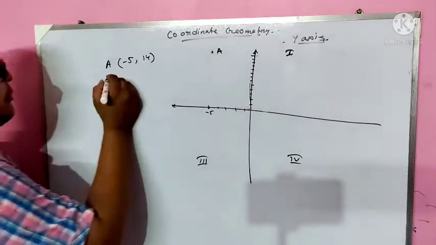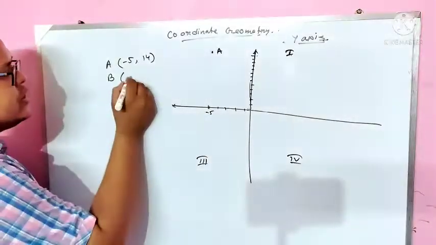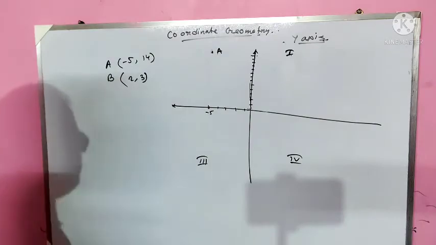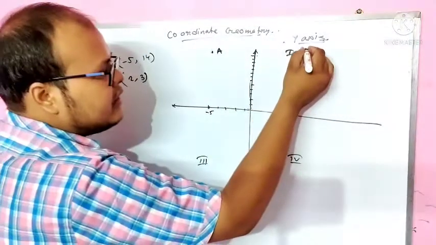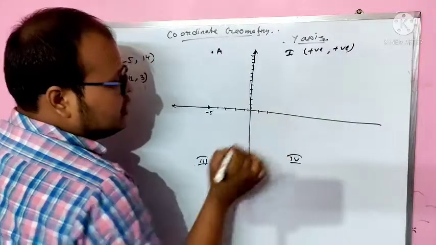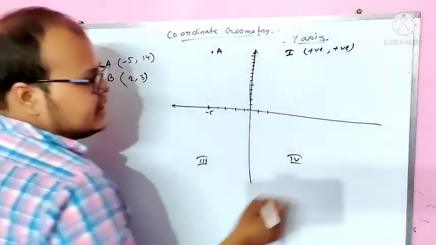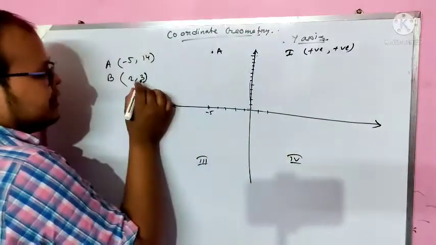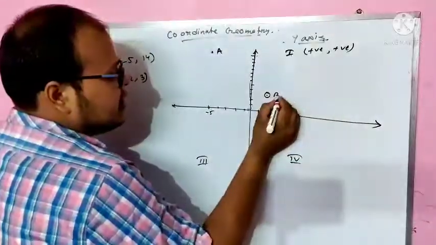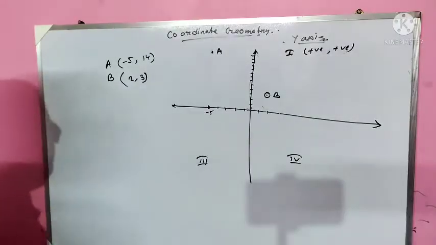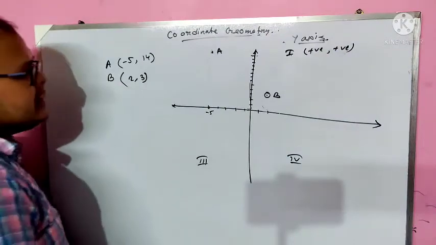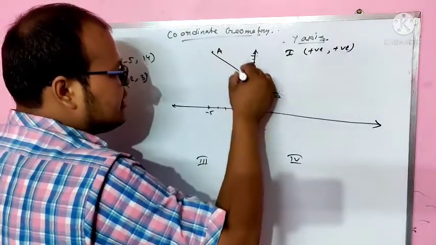Suppose I have to draw another point B, which is 2 comma 3. Both the abscissa and ordinate here are positive, so it will lie in the first quadrant. 2 comma 3 means 1, 2 units in the positive x-axis direction, and then 1, 2, 3 up. Here it will lie, the point B. Suppose now you have to find the distance between A and B.